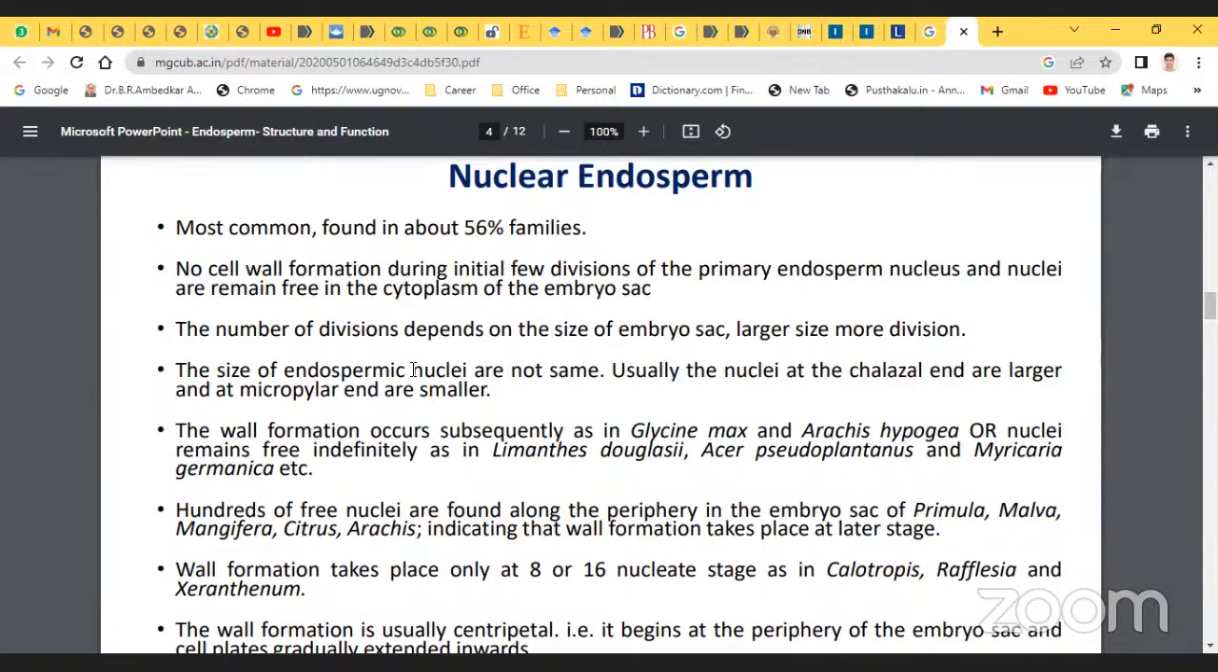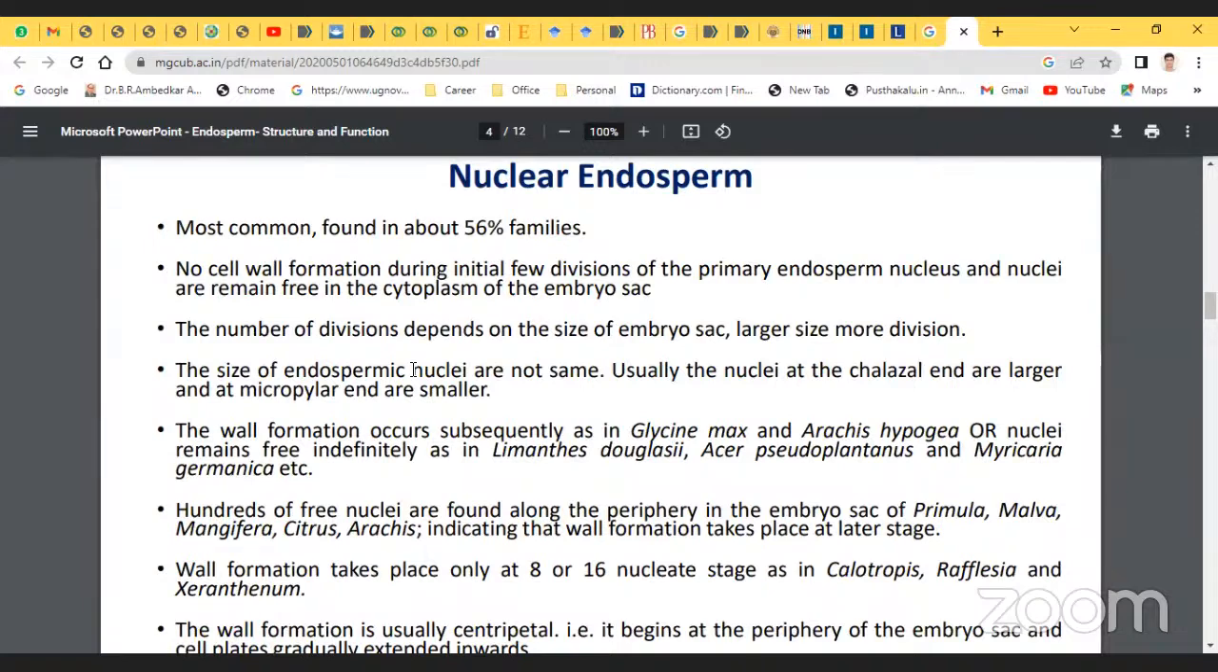If the embryo sac is large, it undergoes more divisions, and the divisions are normal. Mainly the divisions depend upon the size, right? Clear? Yes, clear.